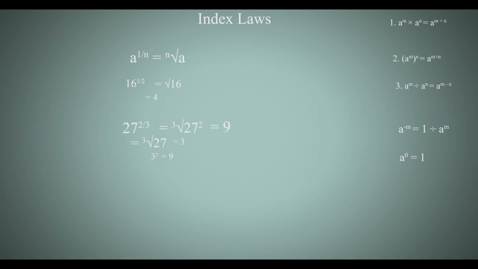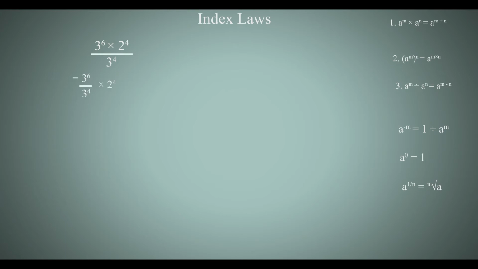Okay, so let's get into a few examples. Let's say we have 3 to the power of 6 times 2 to the power of 4 divided by 3 to the power of 4. Now we can also write that as 3 to the power of 6 divided by 3 to the power of 4 times 2 to the power of 4. Now, using our second law of indices, we know that if we're dividing two indices, we have to subtract them. So 6 minus 4 is equal to 2. So what we're left with is 3 to the power of 2 times 2 to the power of 4.